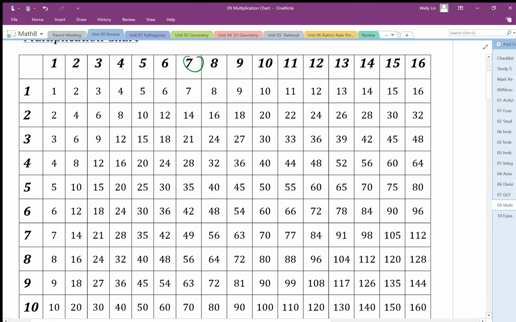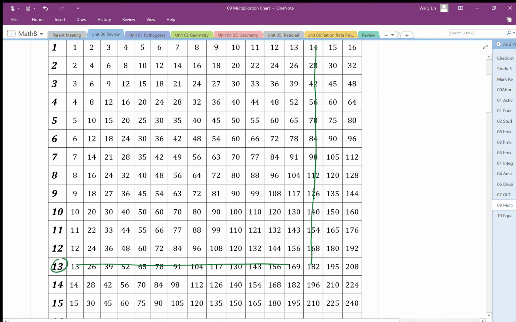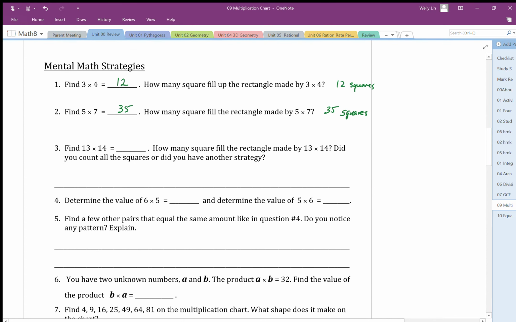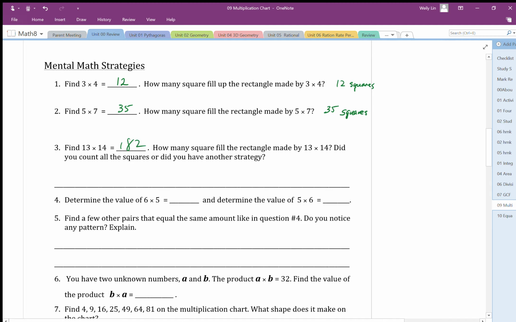Okay, just going to shrink this a little bit. It's going to give us an area of 182. And again, we can also get this rectangle here, and we know that this rectangle has 182 squares in it. Okay, so we got 182. And we didn't really count all the squares. We know that length times width is equal to area, so we know that 13 times 14 gives us 182 squares. So 6 times 5 is 30, and we know that 5 times 6 is 30.